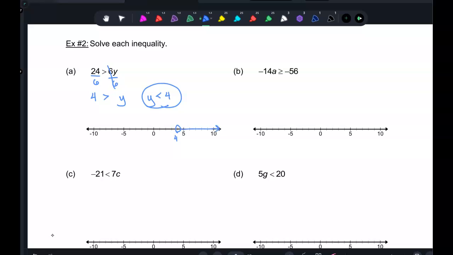Miss Mason, aren't those the same thing? Yeah, it's the same rules for multiplying and dividing. Listen, 4 is greater than y and y is less than 4 are the same thing. I just like to put it on the left side because later, Rachel, when we do compound inequalities, we'll have multiple ones where we want to look at where they overlap. Why do I divide by 6 instead of 24? Well, because I want to isolate y. What's the coefficient?